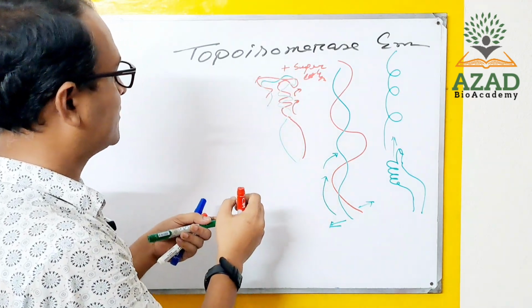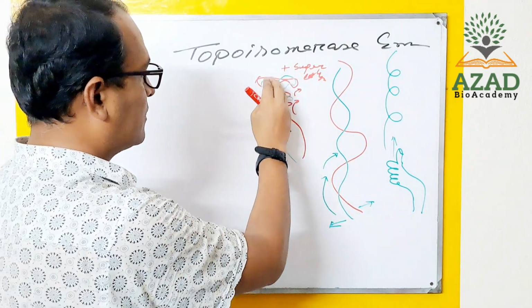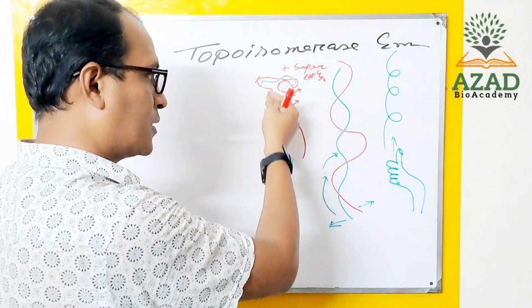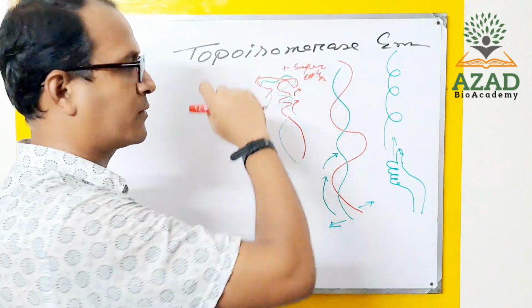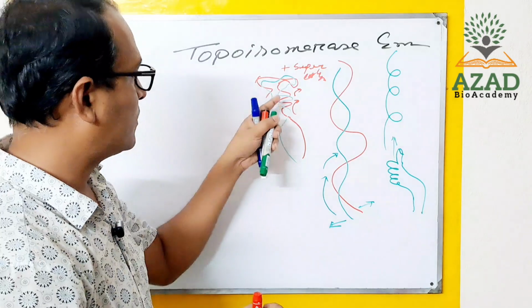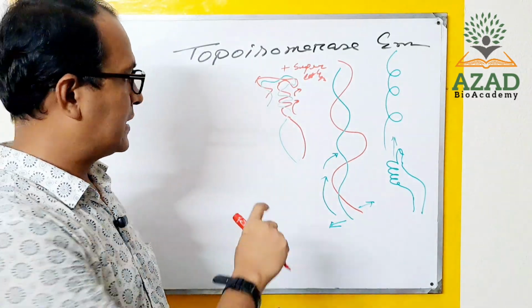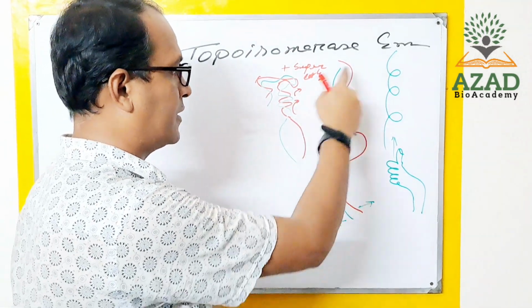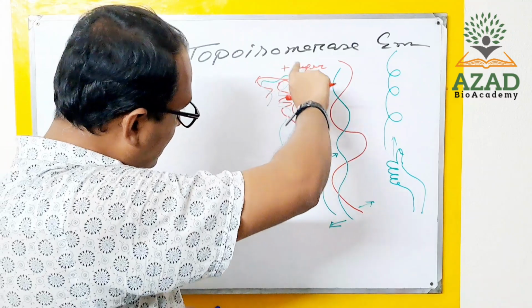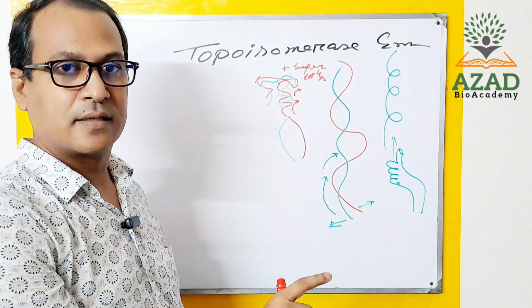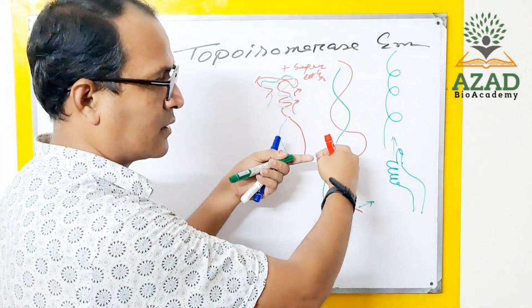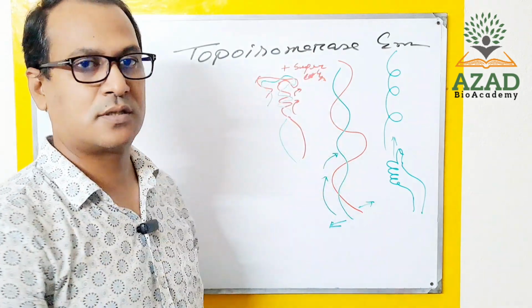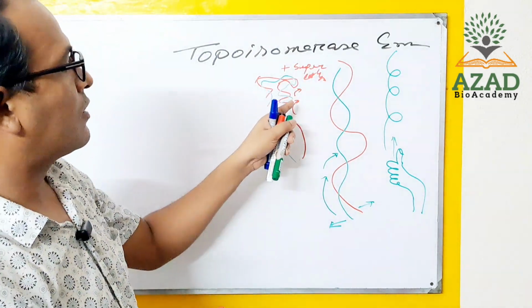Then what will happen? It will coil within itself. Then what will happen? It will form a supercoil, and that supercoil is positive supercoil because the orientation is the same like a right-handed helix. Okay, so if coiling is happening in the right-handed direction, then you can say that is the positive supercoiling. And this is the problem.